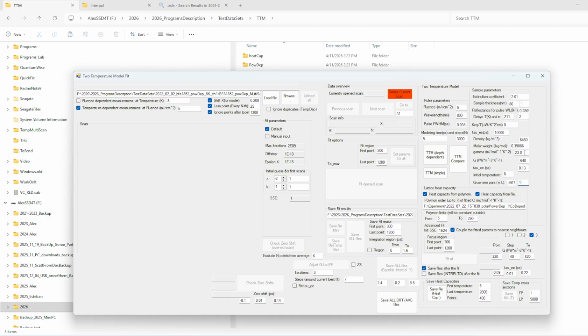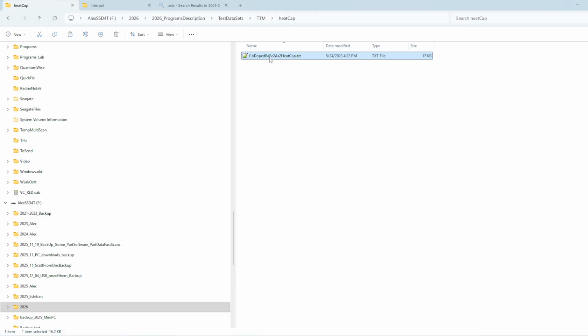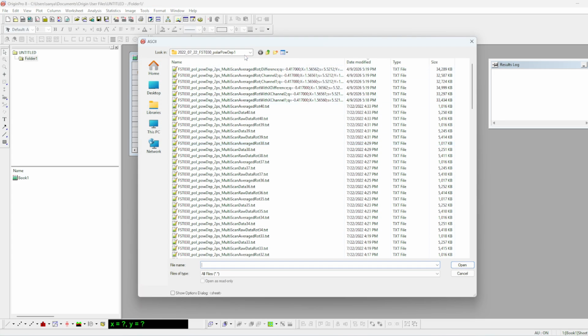You have to know the gamma, the density, the molar weight, and you have to know the reflectance, sample thickness, extinction coefficient, and the laser parameters: pulse full width half maxima and the central wavelengths. Besides that, you should have the heat capacities file. For example, I have my heat capacities file here.